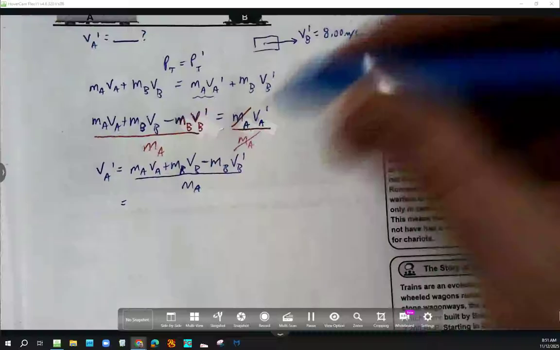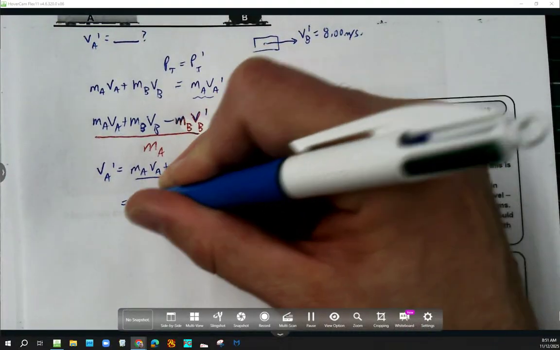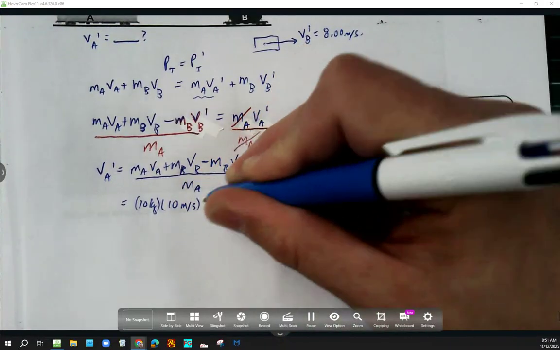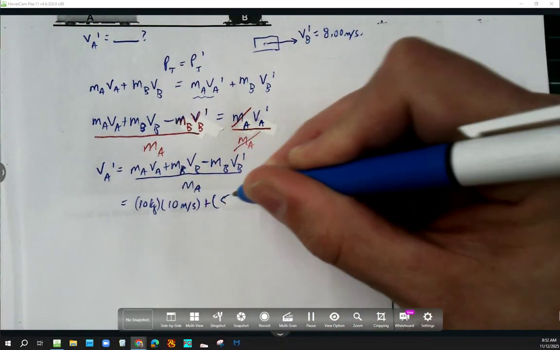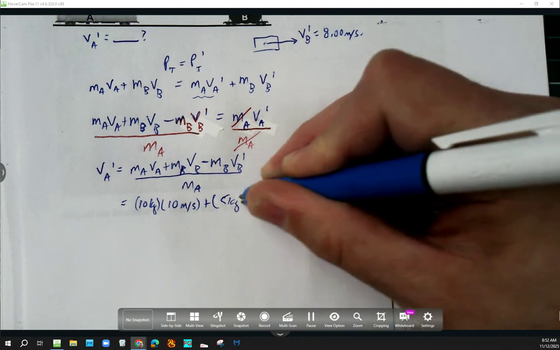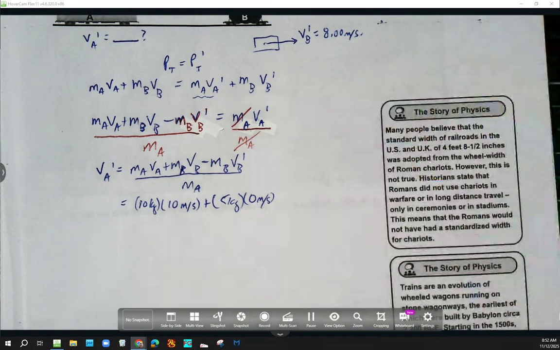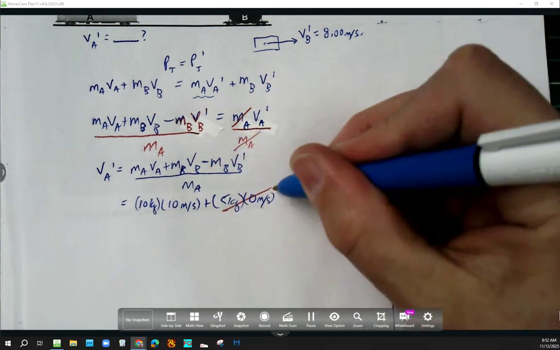Anyway, so we sub in our values: 10 kilograms, VA, 10 meters per second, plus MB, 5 kilograms, times VB. Oh shoot, that was 0 meters per second. I guess I could have gotten rid of that as a 0 earlier.